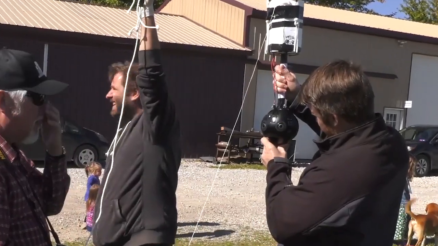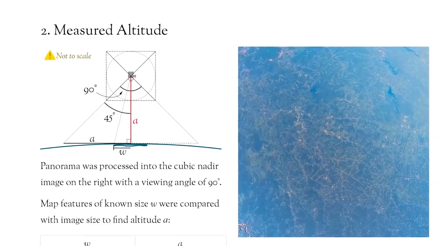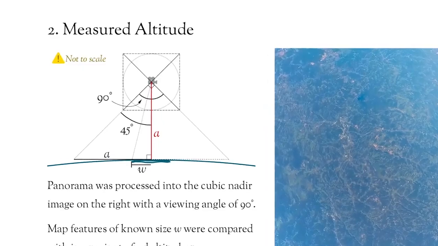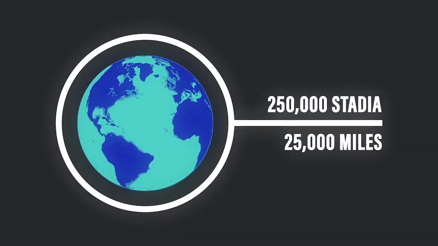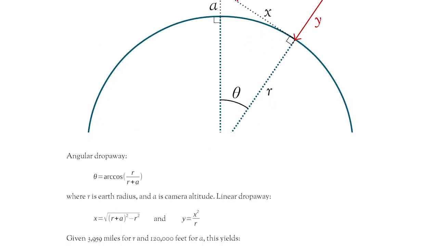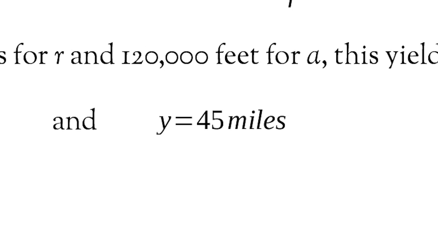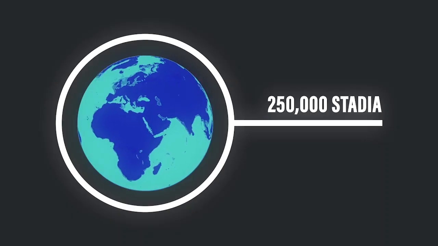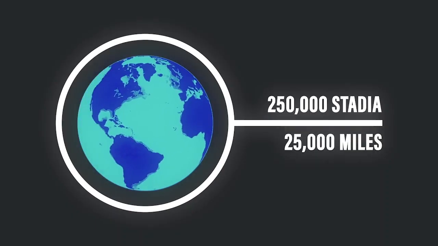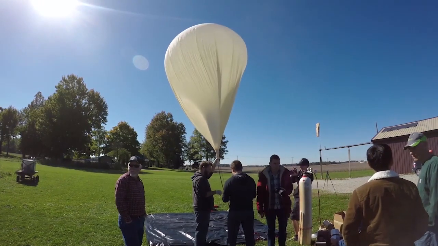So the experiment failed to prove the flat Earth model, but how do the results compare to the round Earth idea? Based on the known circumference, we'd predict that the horizon would be at a 6.1 degree angle from center at the balloon's maximum height. That angle would equal 45 miles of drop-away if the Earth is about 25,000 miles in circumference. So what do we discover?